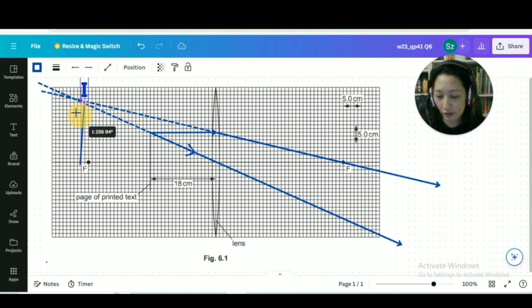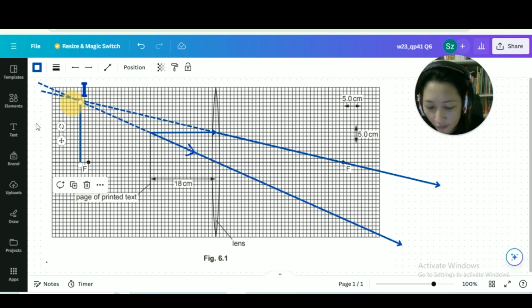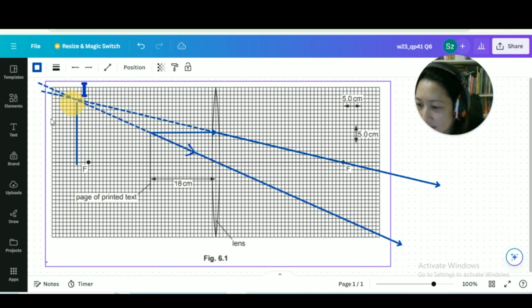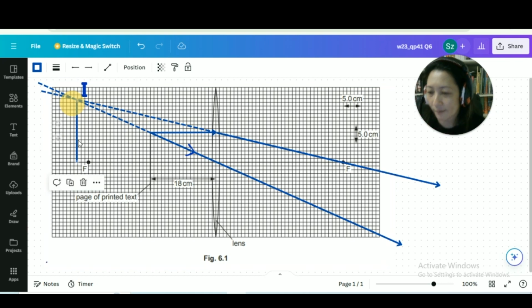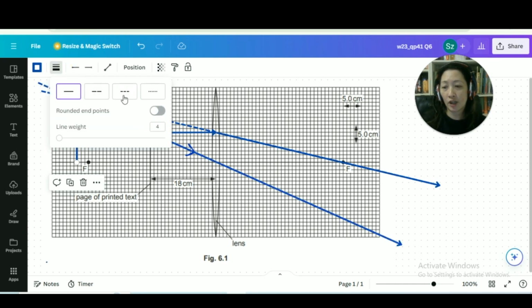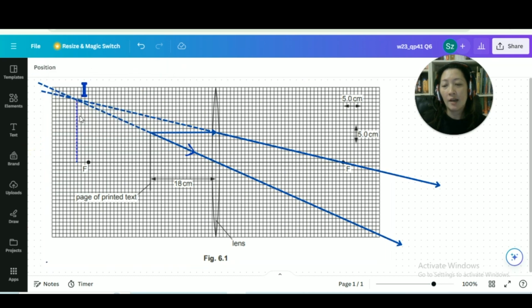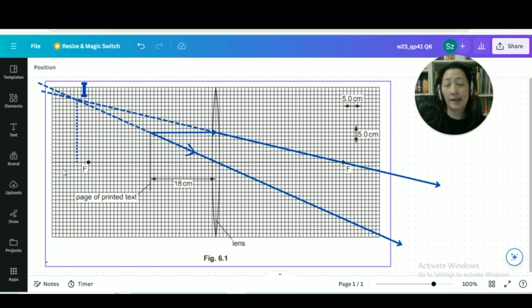And extend this to the intersection point. I'm just going to shift this to where the intersection point would be, which is around here. Now, anytime the intersection point is formed with dotted lines, the image you draw should also be dotted. So I'm going to change this to dotted. The dotted image indicates that it is a virtual image.